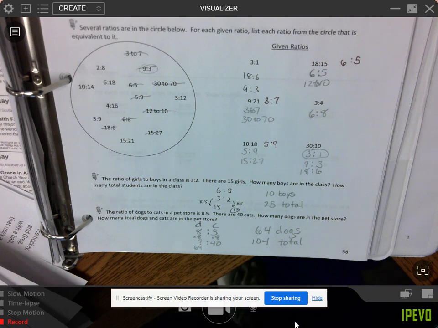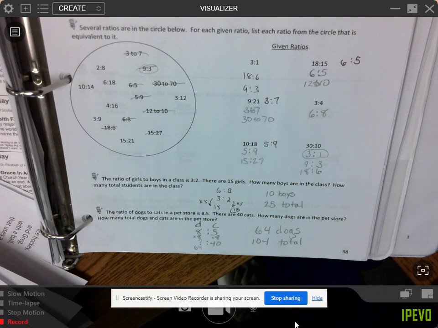Anybody else questioning? How did we do on that one? Did we miss some equivalent ratios? It's easy to miss some equivalent ratios. That just reminds us that we need to really slow down, simplify down, and see what we can multiply up to.